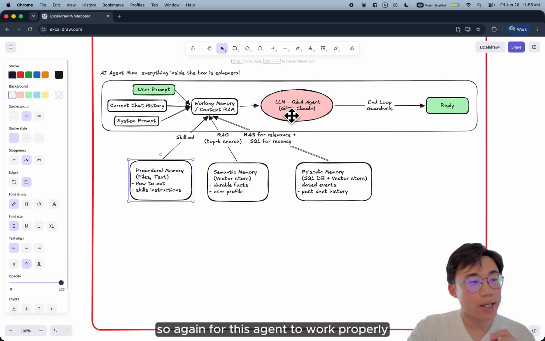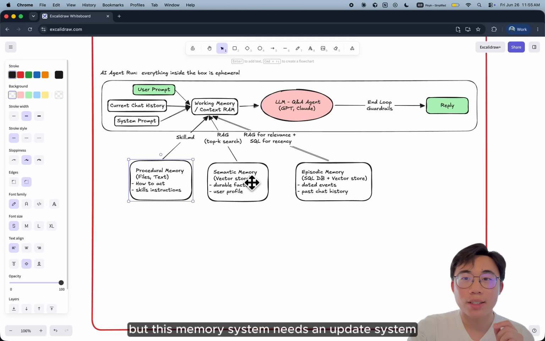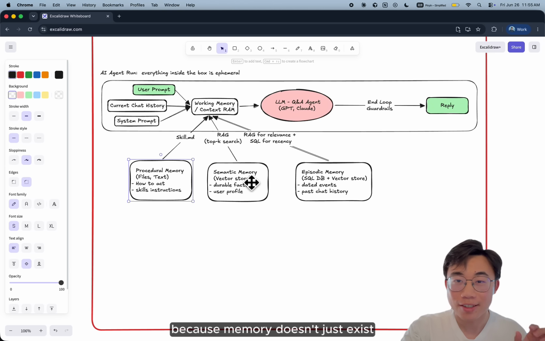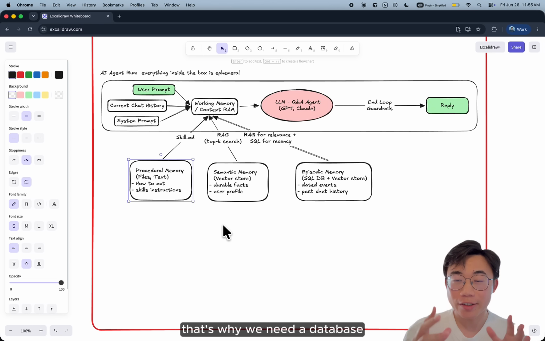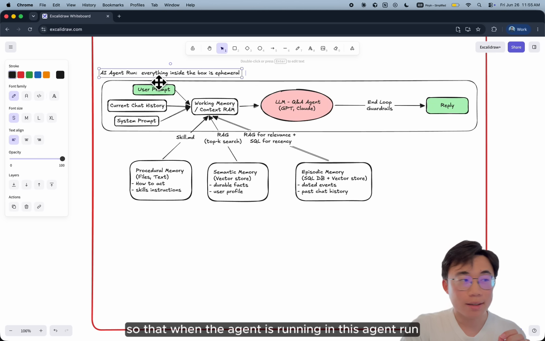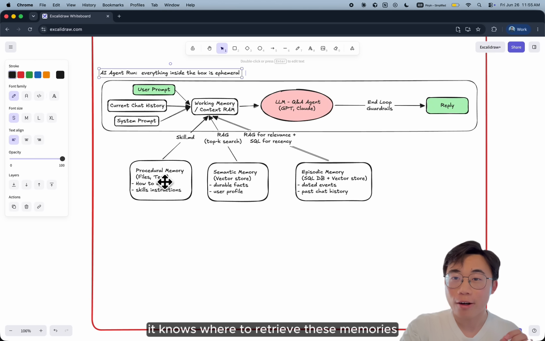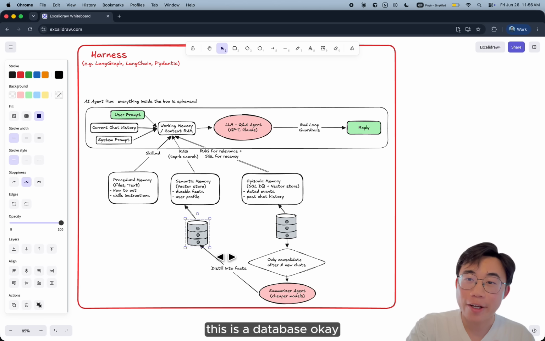So again, for this agent to work properly, we need this memory system to work, but this memory system needs an update system because memory doesn't just exist or pop up from nowhere. You need to constantly update it. That's why we need a database to store all these memories so that when the agent is running in this agent run, it knows where to retrieve these memories. So whenever you see an icon like this, it is a database, okay?